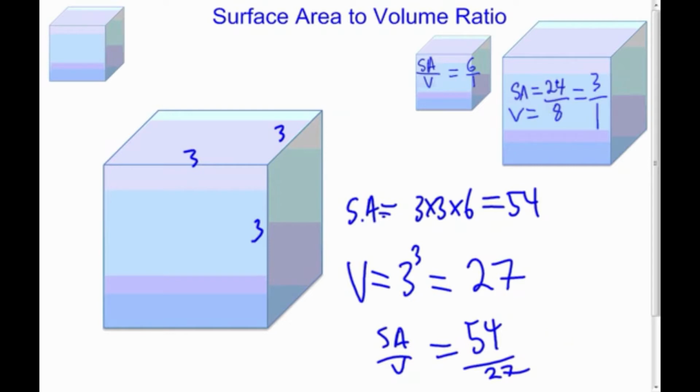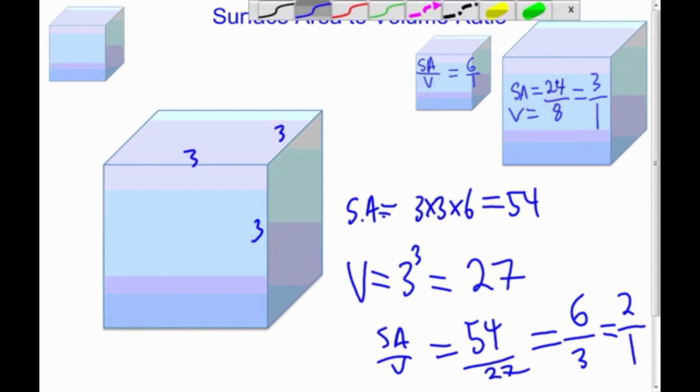Or to reduce, 54 divided by 9 is 6, and 27 divided by 9 is 3, take it down again, 2, we have a 2 to 1 ratio. So once again, our surface area to volume ratio has decreased. Now in every case, the actual numbers have increased.